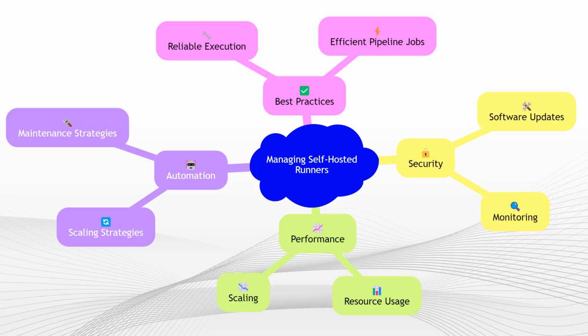Managing self-hosted runners requires ongoing maintenance to ensure they remain secure and performant. This includes applying software updates, monitoring resource usage, and scaling the number of runners based on demand. We'll discuss best practices for managing self-hosted runners, including automation strategies for scaling and maintenance. By following these practices, you can ensure that your self-hosted runners provide reliable and efficient execution of your pipeline jobs.